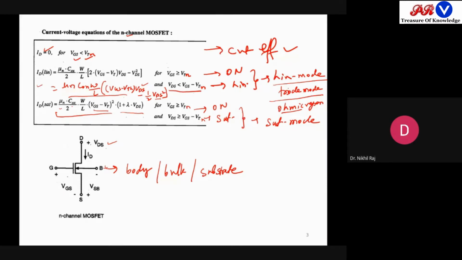So where will be VGS? VGS will be on the input side, plus minus VGS. This is VSB and this is VTS. So this was for N channel.